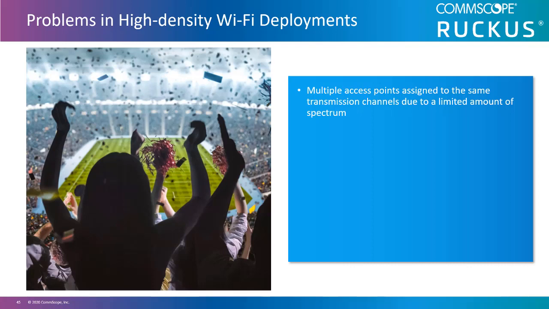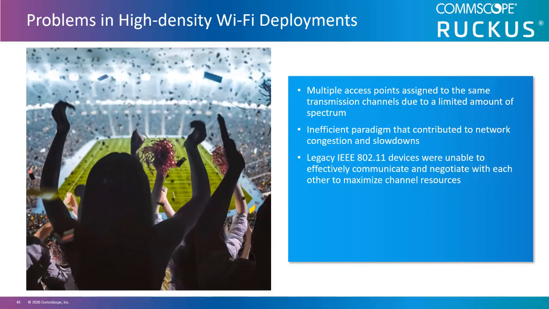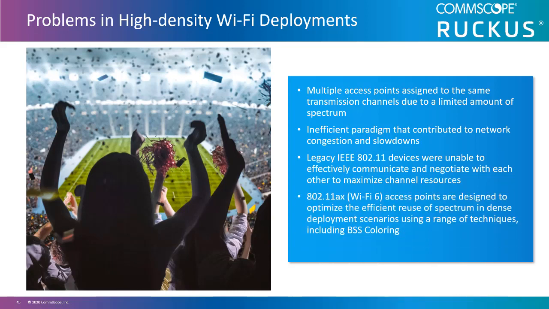Legacy high-density Wi-Fi deployments typically have multiple access points assigned to the same transmission channels due to the limited amount of spectrum, which is an inefficient paradigm that contributes to network congestion and slowdowns. In addition, legacy IEEE 802.11 devices are unable to effectively communicate and negotiate with each other to maximize channel resources. 802.11ax or Wi-Fi 6 access points are designed to optimize the efficient reuse of spectrum in dense deployment scenarios using a range of techniques including BSS coloring.